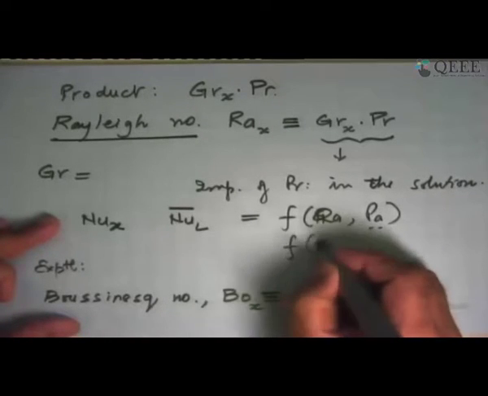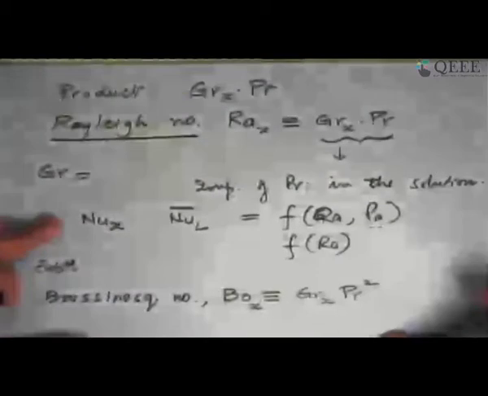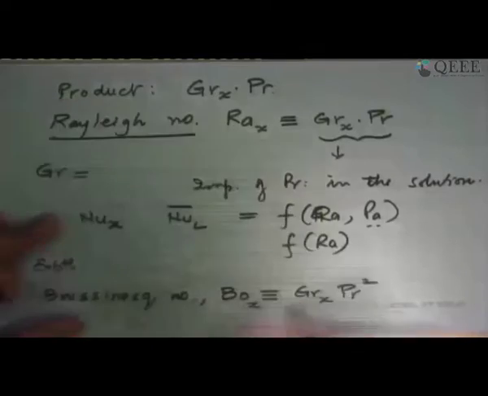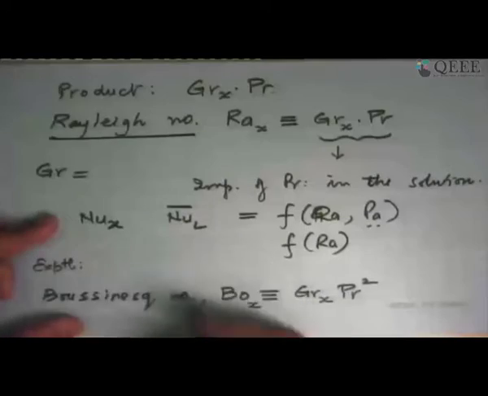Some would argue that only the Rayleigh number is enough because it takes care of the Prandtl number. There will be some relations like that. But they said that the best correlation, the best curve fit to the data, would be that the Nusselt number is a function of the Boussinesq number.